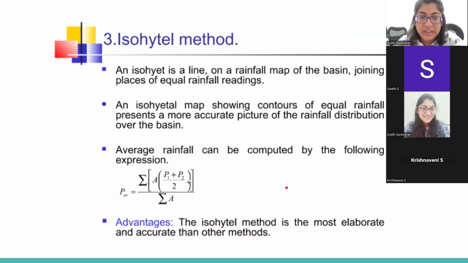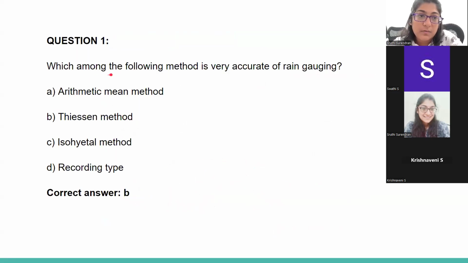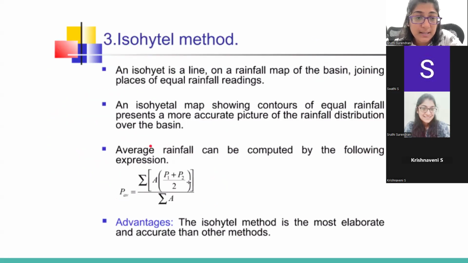Now, this is one of the most elaborate and also the most accurate methods of estimating the mean rainfall for a drainage basin. So we talked about three methods: arithmetical mean method, Thiessen's mean polygon method, and isoheight method. The answer for this question, which is the most accurate method of rain gauging, will be the isoheight method. Sorry, option C is the answer. This is an error on my part. So option C is the correct answer.